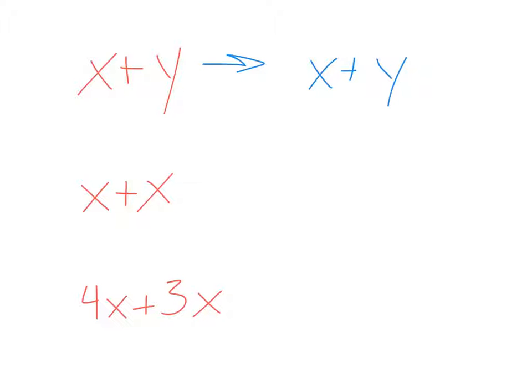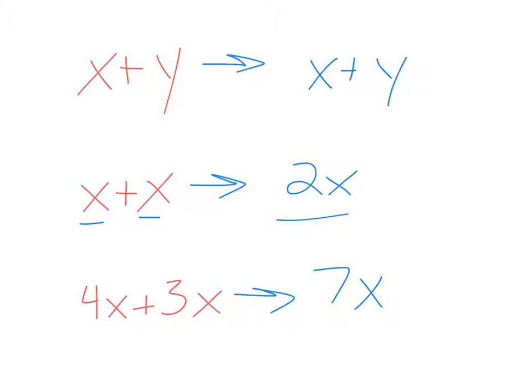Why? You cannot add terms that are not like terms, and these are not like terms because they are different variables. Is that okay? All right. What about this one? 2x. You're not multiplying, that's right. 2x. Right, this is a 1x plus another x, and then you got 2 x's. All right, what about this one? Right, we had 4 x's, we had 3 more x's, and now we got 7 x's.